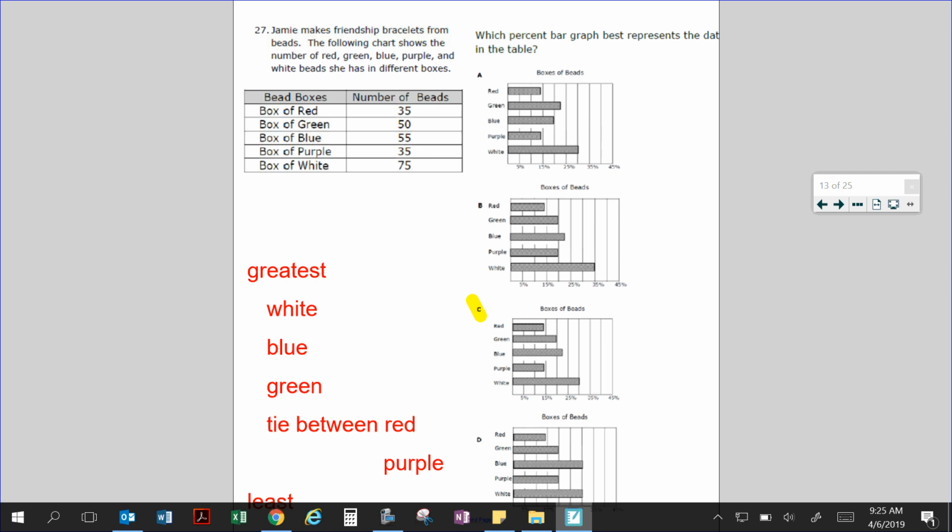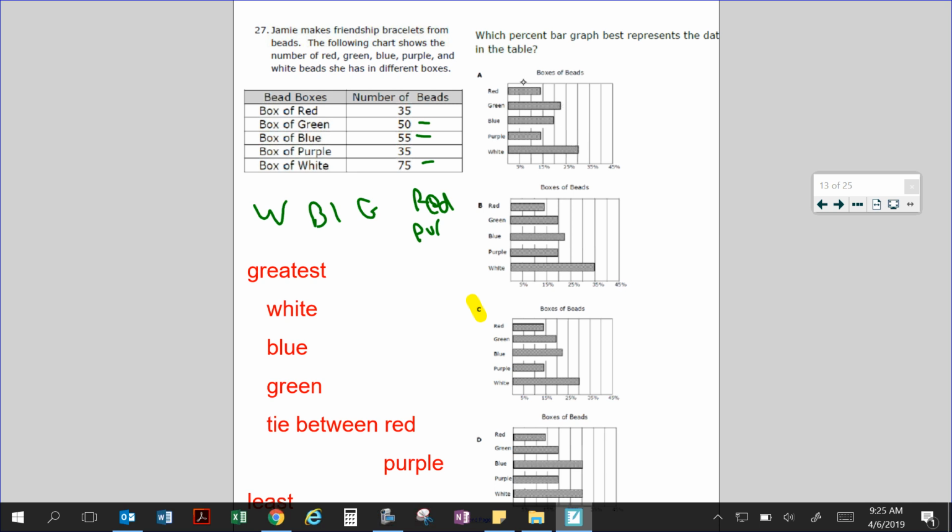James made a friendship bracelet from beads. The following chart shows the number of red, green, blue, purple, and white beads she has in the box. From here, as you can tell, white is the greatest, has the most beads. Then it was blue. Then it was green. Then I see red and purple tied. So let's go here. White's the greatest.